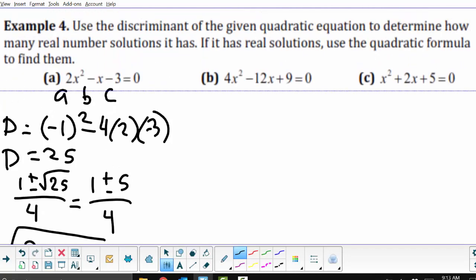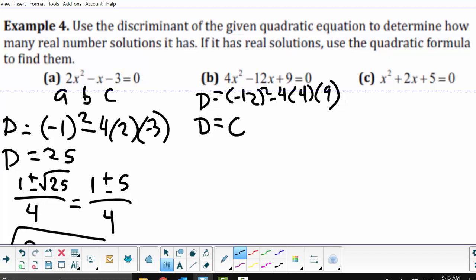All right, so the next one. The A value is a 4, the B value is negative 12, and the C value is 9. So let's plug them in. So our discriminant is going to be negative 12 squared minus 4 times A times C. And we're going to type that into our calculator, and we get out 0. So that tells us we have one real solution.